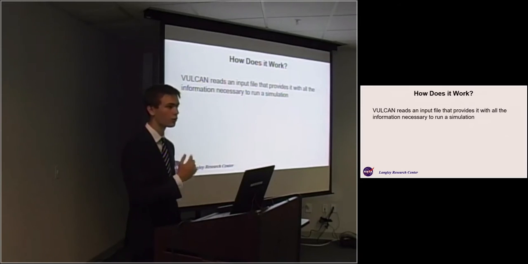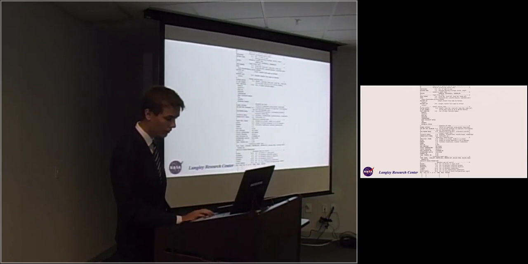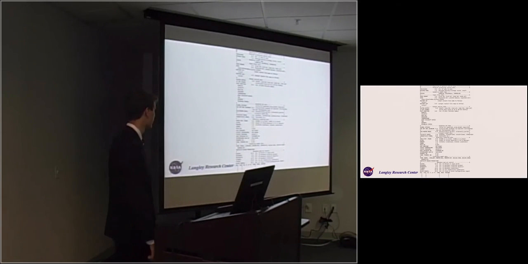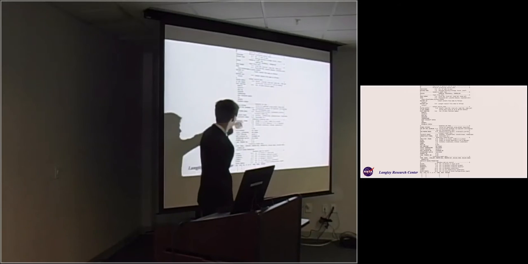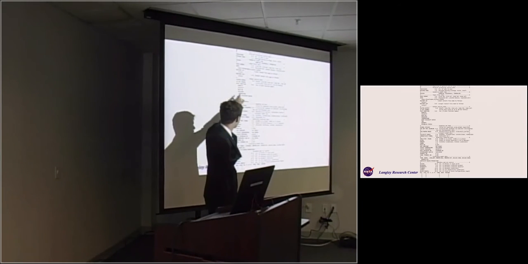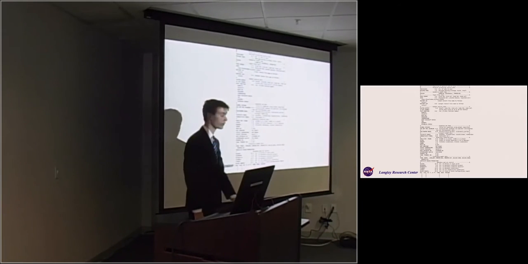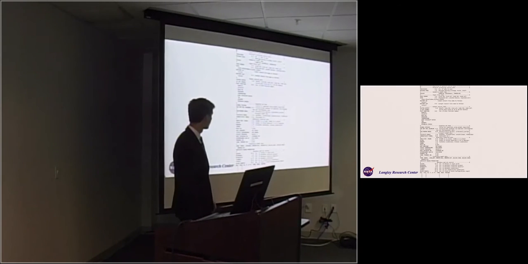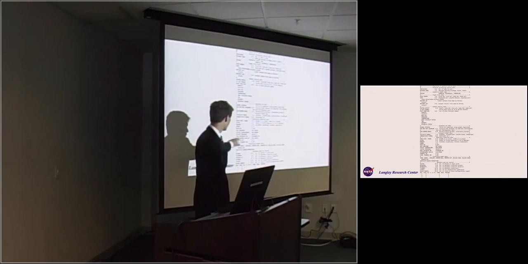It also includes what model we want to use. Here is an example of a section of an input file. This isn't the whole input file, but you can see we have variables we want to output here: density, velocity, Mach number, pressure, temperature, and so on and so forth. And then down here we have assumptions we wanted to make.